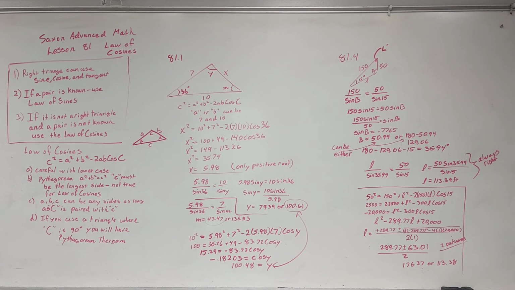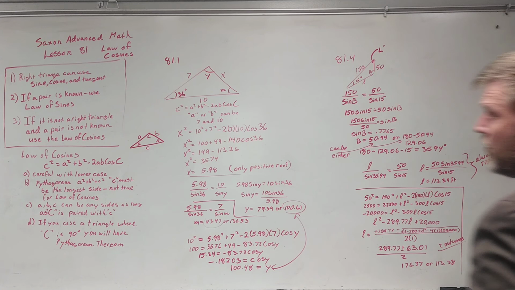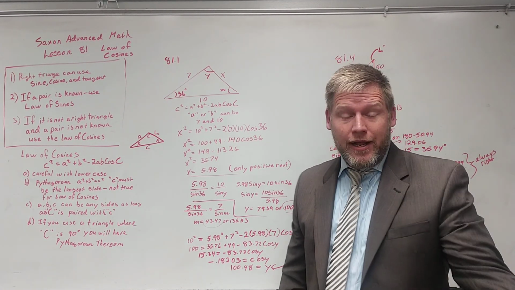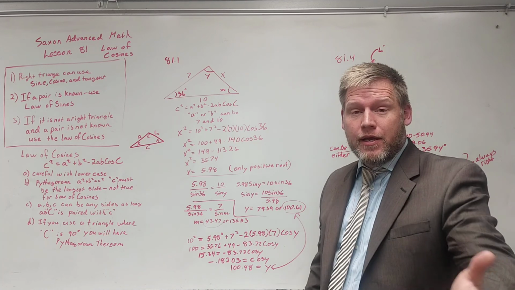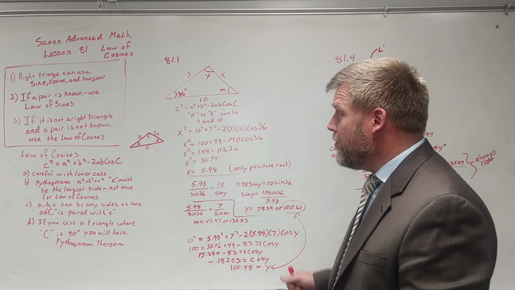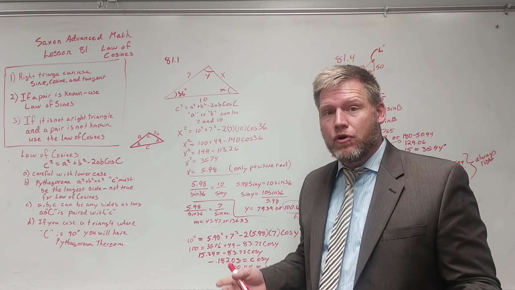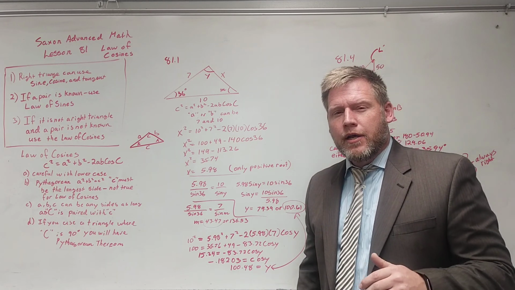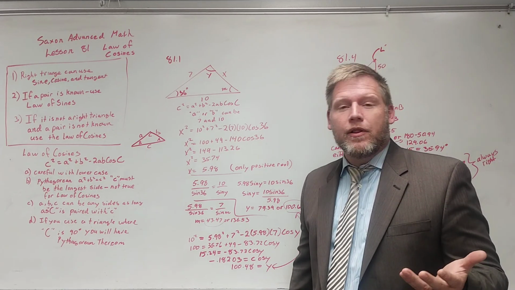This is Saxon Advanced Math, Law of Cosines, and we're going to jump right in. We've already learned the law of sines: sine A over a equals sine B over b equals sine C over c, or you can use the reciprocals of those. And we've already used those to find unknown parts of triangles that are not right triangles. We're going to add another formula into this.